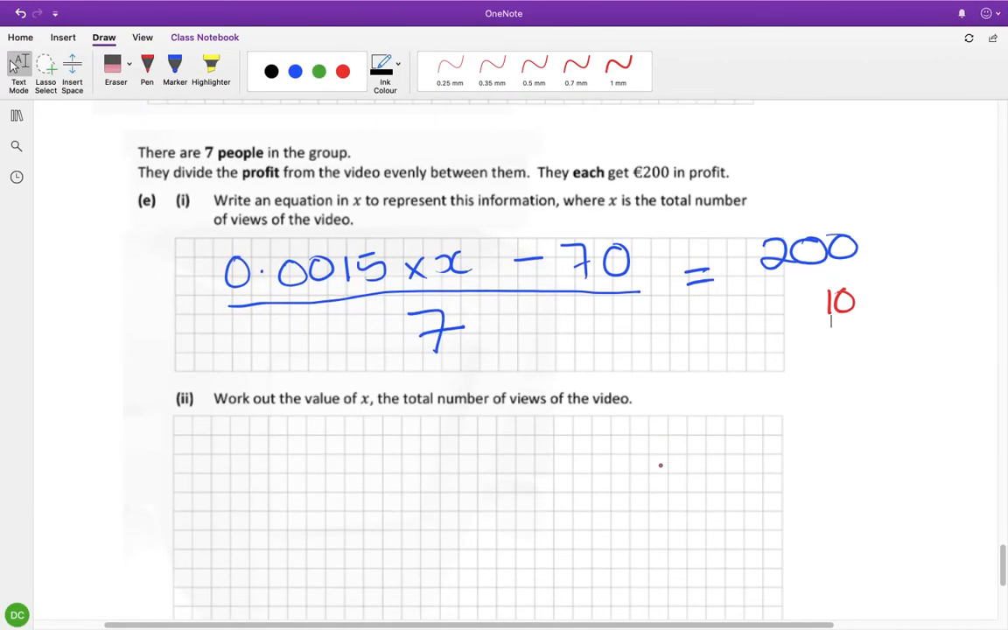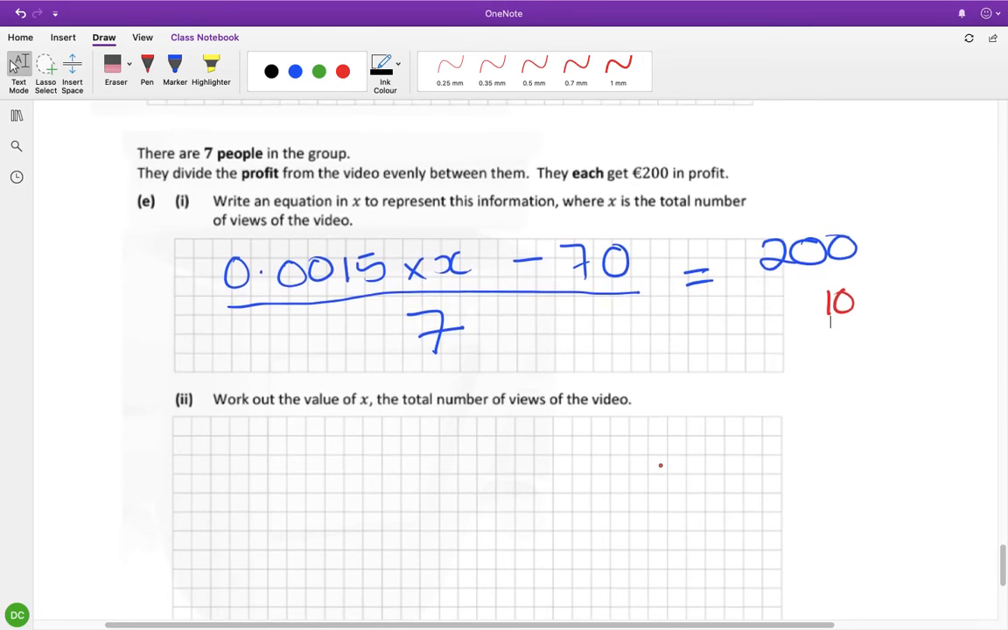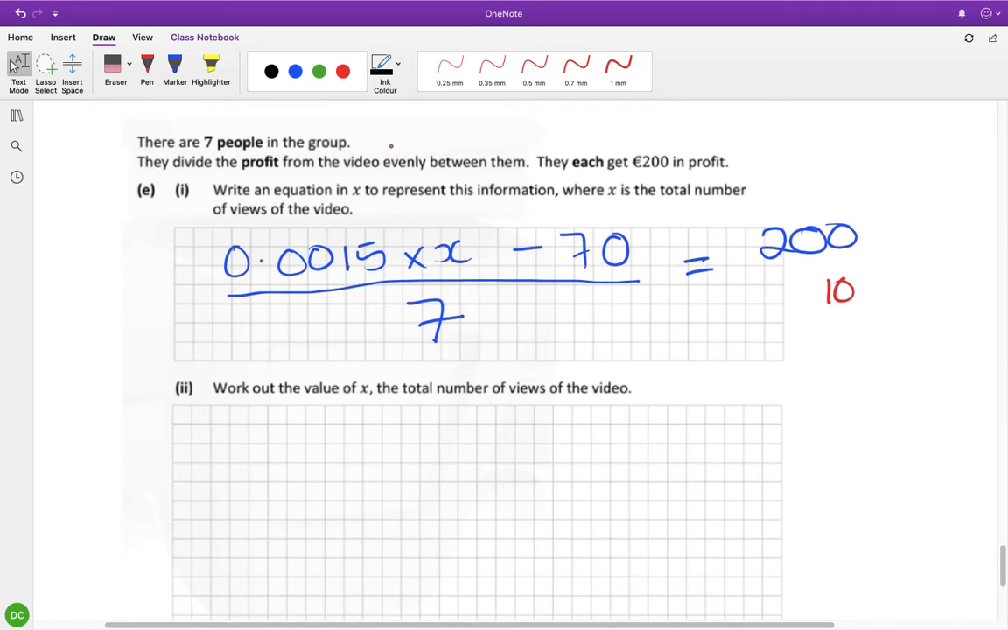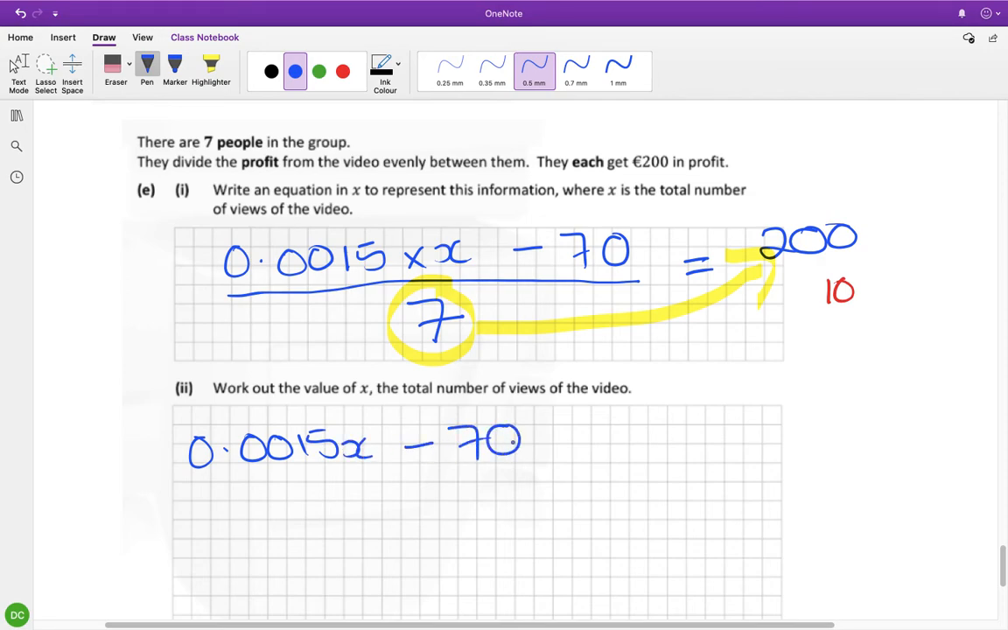Now, do I have the next one? I do. So work out the value of X, which is the total number of views. Okay, so at the moment that says blah, blah, blah, divided by 7. So if I want to bring that 7 over here, it has to become the opposite of divide, which is multiply. So 0.0015x minus 70 equals 200 times 7. I'll draw my multiply there, it doesn't matter.